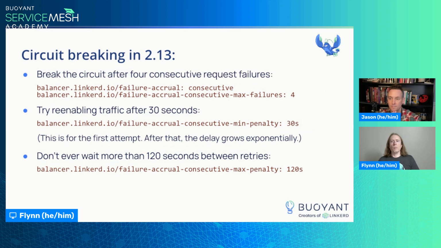So the way this would work is the breaker would open. 30 seconds later, we would try one request. We would allow one request from the client through to that endpoint. If it continues failing, the next time we will wait a longer period of time before we try another one. We'll cap that wait at 120 seconds in this example.